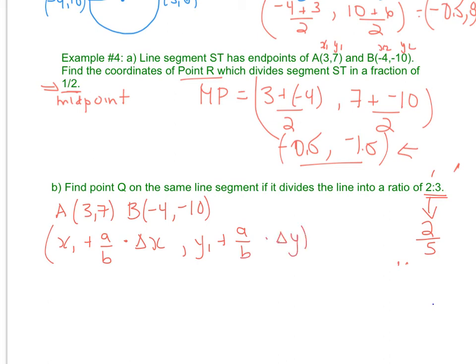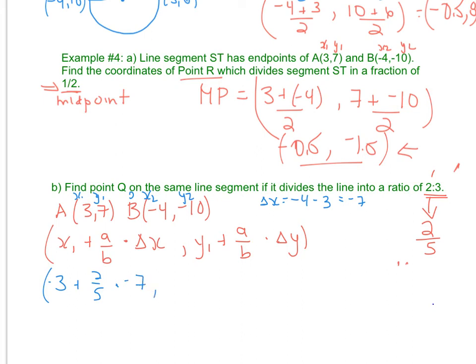So we need to find the change in x. So change in x is equal to x2 minus x1. So let's label these again. x2, y2. So x2, negative 4 minus 3 gives me negative 7. So I get negative 7 plus 2 over 5 times, oops, sorry, hold on a second. That's not exactly true. x1 is 3 plus 2 over 5 times negative 7.